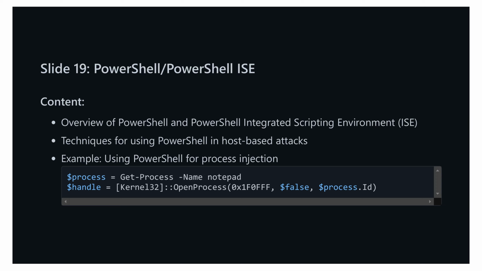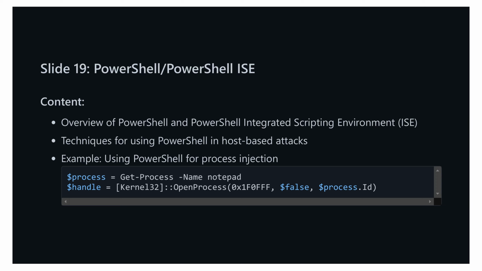An effective technique involves using PowerShell for process injection. This can be done by first retrieving the target process using the Get-Process cmdlet, as shown here: $process = Get-Process -Name notepad. Then we can use the kernel32 OpenProcess method to obtain a handle to this process: $handle = OpenProcess(0x1FFFFF, $false, $process.Id). This example showcases how PowerShell can be leveraged to manipulate processes running on the system, which is a common method in advanced persistent threat (APT) scenarios.